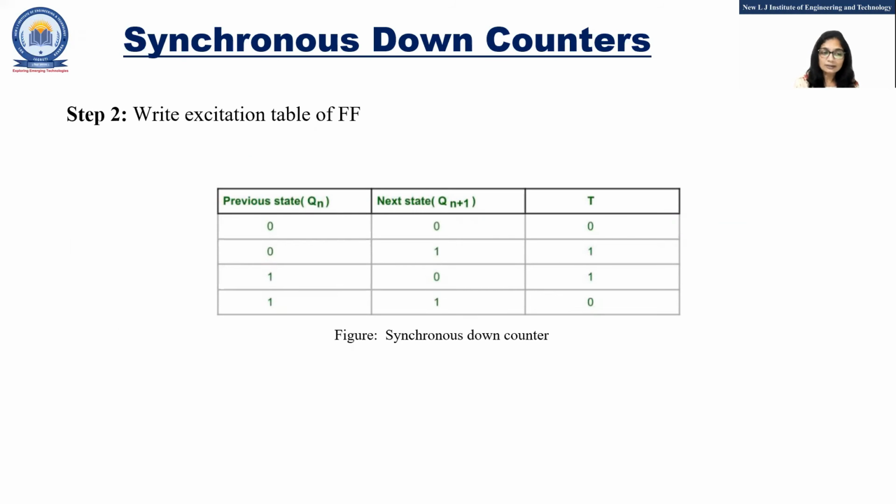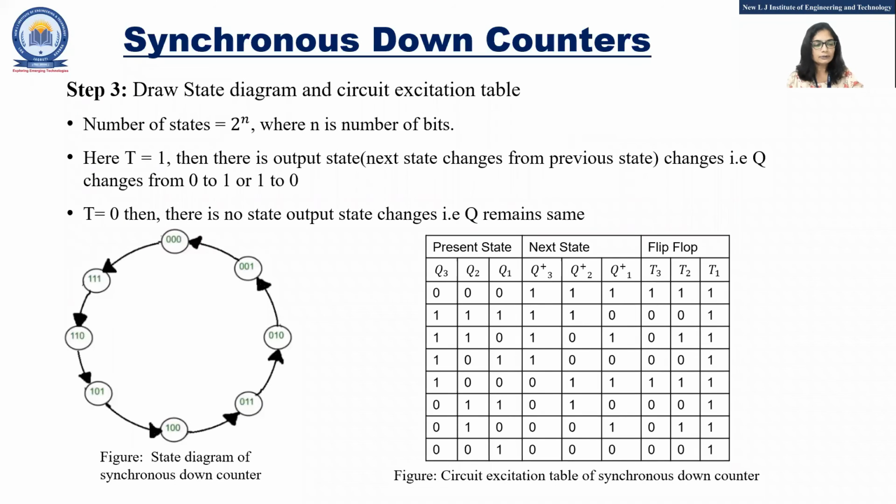Step number 2 is to write the excitation table of the T flip-flop. In step number 3, what will we do? Draw the state diagram and the circuit excitation table. So here 3 bits are there, so the maximum possible combinations will be 8. Maximum states will be 8. Now down counting, this is what a down counter.